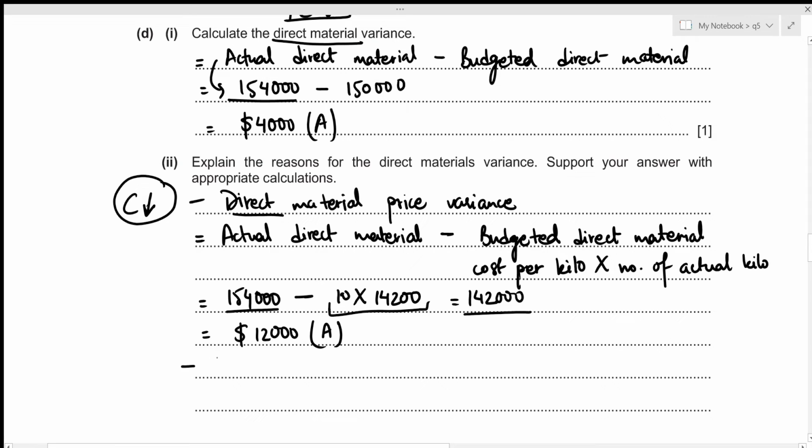Let's write it down. The price of materials has increased, causing adverse variance.